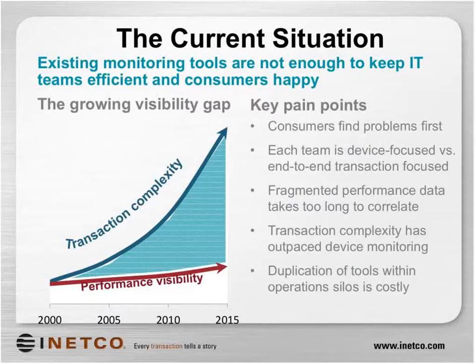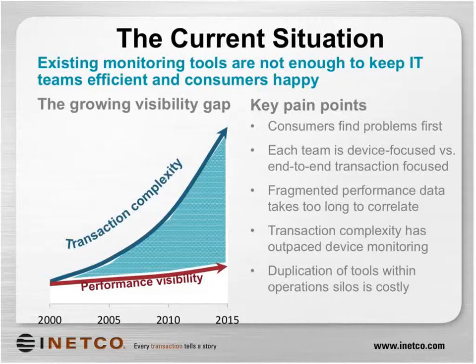Because the real challenge here is that the existing monitoring tools that most IT departments have in place are not enough to keep their teams efficient, but more importantly, not enough to keep consumers happy. Because what's happened is we've dramatically increased the complexity of both the applications and the transactions that they're able to execute. But the level of performance visibility that IT teams have across these channels has not grown at the same rate as the complexity of the applications and the transactions. So we've got this gap here, this visibility gap. And the result of that is a couple of things that aren't great.